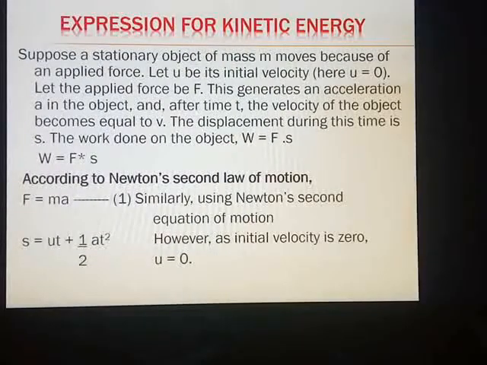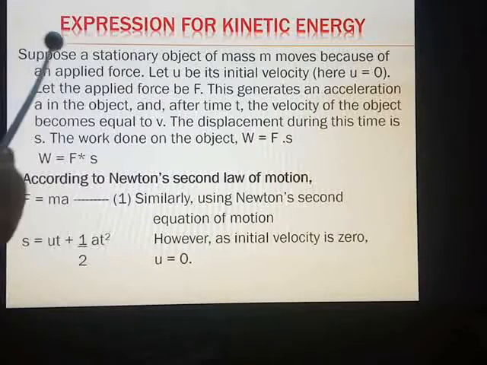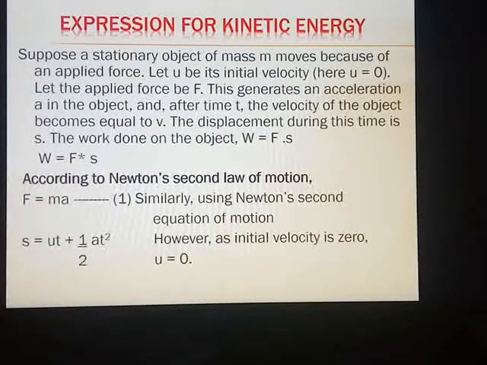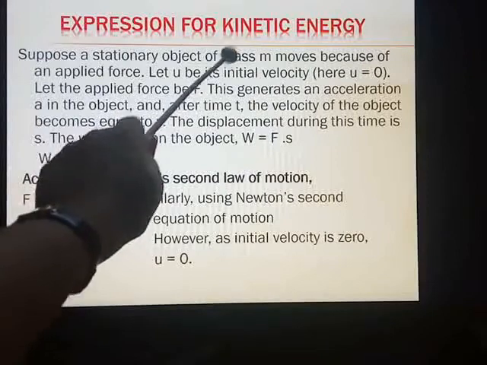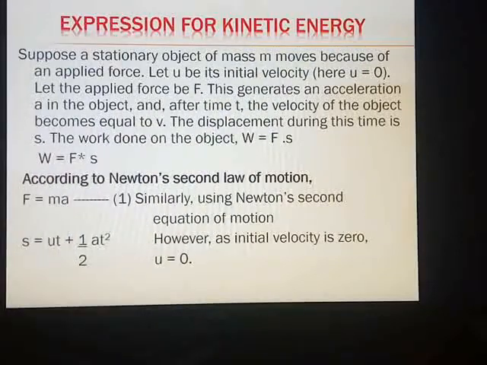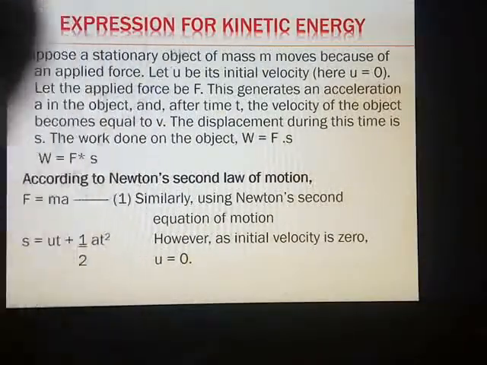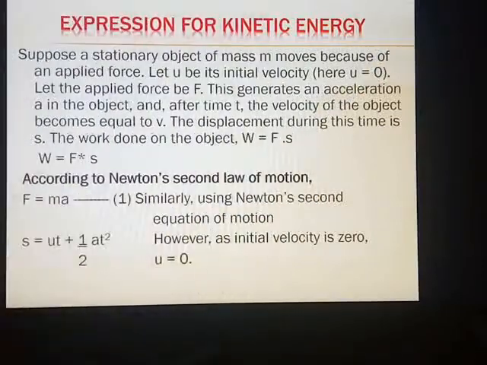Now let us see how the formula for kinetic energy is derived. For the derivation of kinetic energy, you have to consider a stationary object of mass m which moves because of an applied force. Suppose you take an example of a striker. You are hitting the coin. So that coin which was stationary has moved because of the applied force. Let u be its initial velocity. Now the object initially is at rest. It is stationary. So u will be equal to 0.